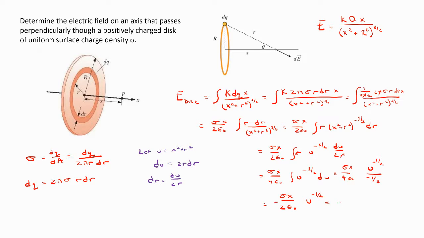I'm putting back my original variable for u. And I need to evaluate this from the smallest radius of 0 to the largest radius of capital R. Right, let me copy that over to the next screen.